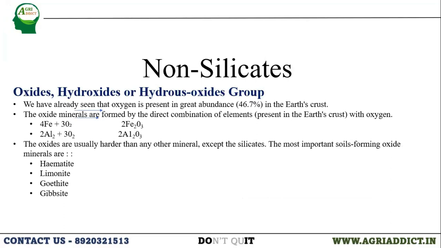Silicates we have seen till now have silicate tetrahedra. But there are also some minerals which are non-silicates. That means oxides, hydroxides or hydrous oxides. See, hematite is Fe2O3. Likewise, limonite, goethite, gibbsite. Some are oxides; goethite is again a hydroxide, FeOOH. Silicate is not involved here, but oxygen and hydrogen interact with each other and form many minerals here.